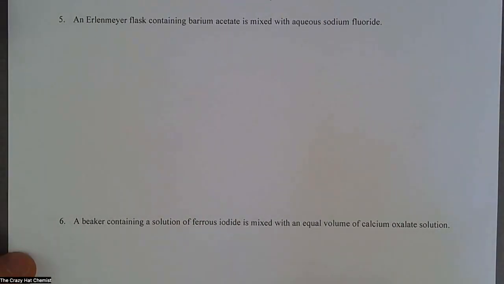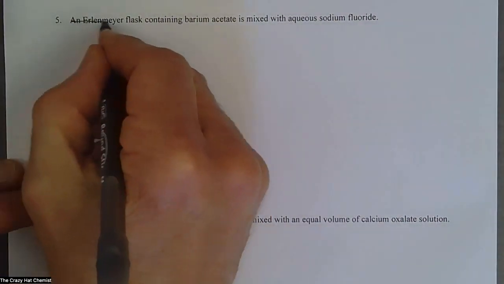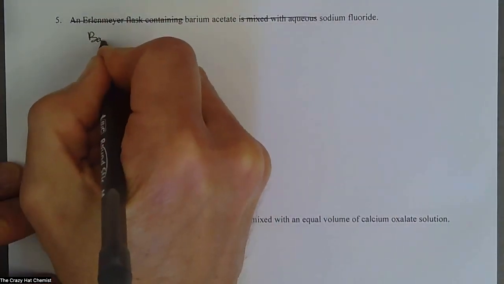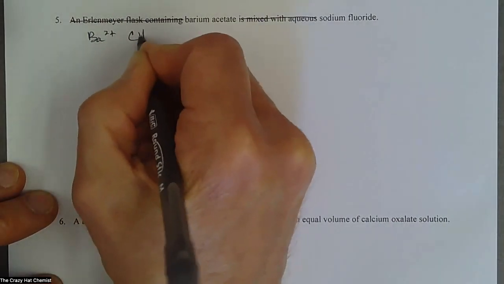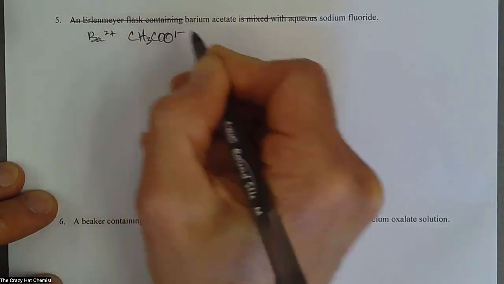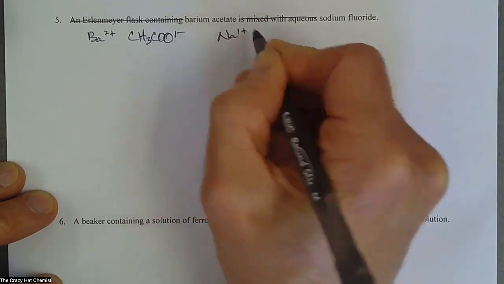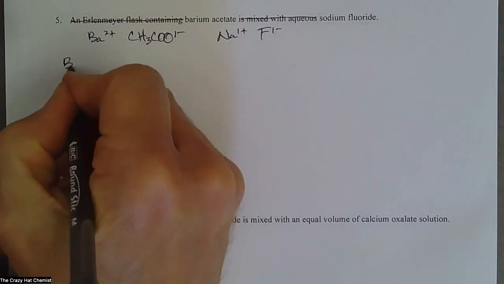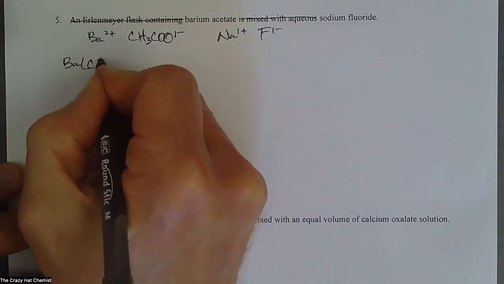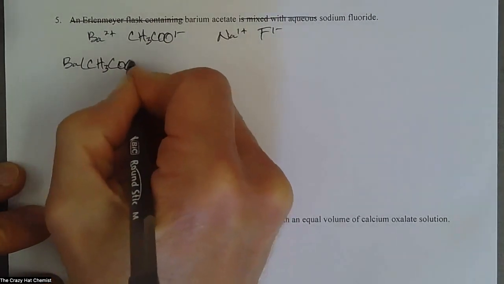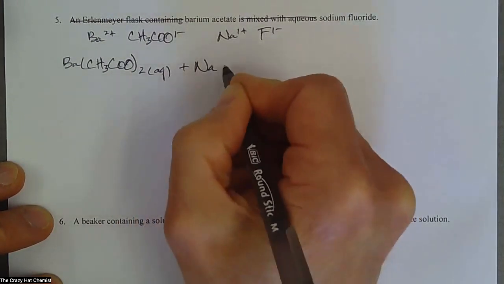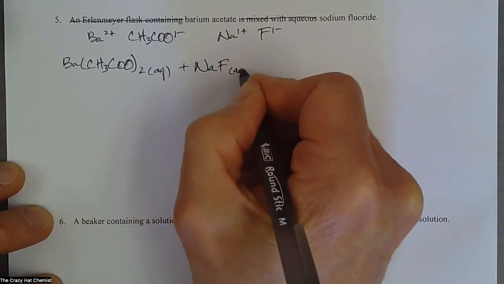Okay, here we go. Number 5. Let's see. We have barium acetate is mixed with sodium fluoride. So barium, that's a 2+, and acetate CH3COO 1-, sodium group 1+, fluoride a halide ion, just like that. Okay. All right, so we got barium acetate. That's aqueous. All acetates are aqueous. We got sodium fluoride. Anything with sodium in it is aqueous.